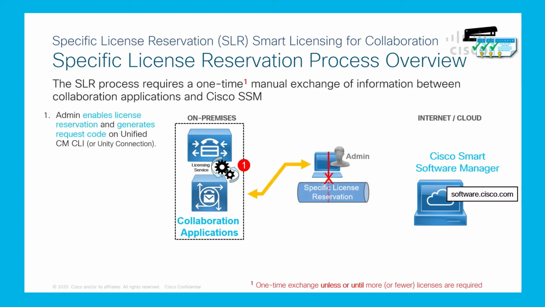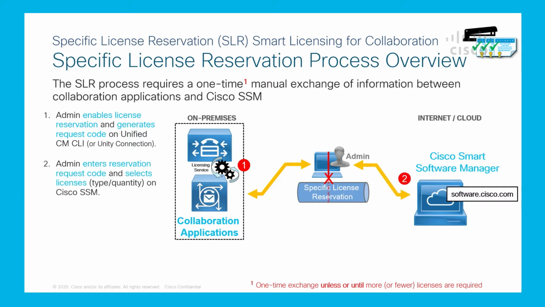Step 1 involves the administrator enabling a license reservation on the application, for example, Unified Communications Manager or Unity Connection, and then generating a reservation request code. Note this is done via the Application Command Line Interface, or CLI. All SLR or specific license reservation actions are available only on the CLI. That is to say, there are no GUI or web interface options for SLR configuration.